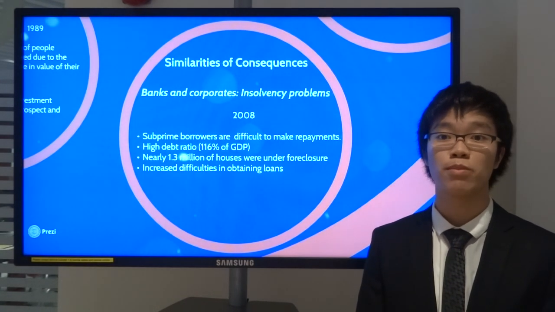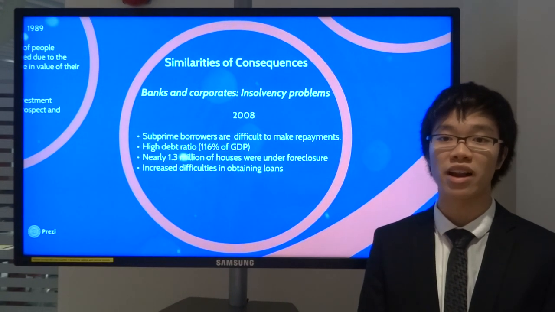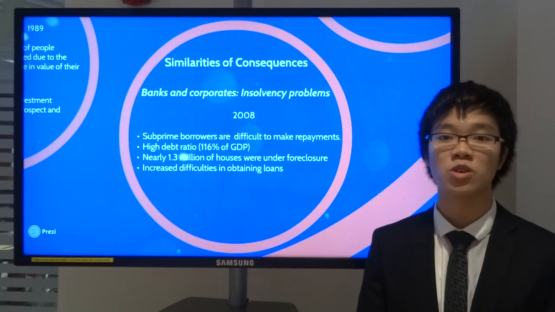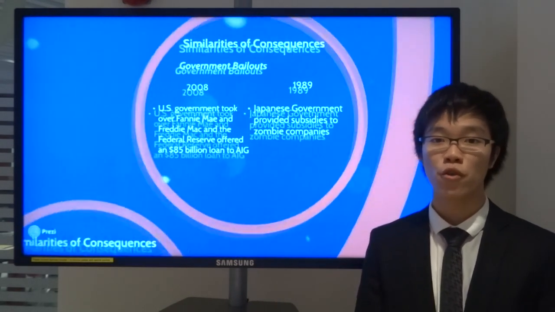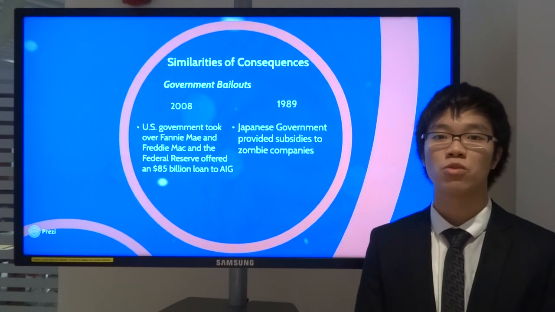Same for the Japan asset bubble in 1989. Banks and firms suffered from liquidity problems due to the balance sheet recession and the difficulty in obtaining bank loans. Therefore, one of the similarities of the two crises is the insolvency of banks and firms. Furthermore, government bailouts were also involved after the outbreak of the two crises.